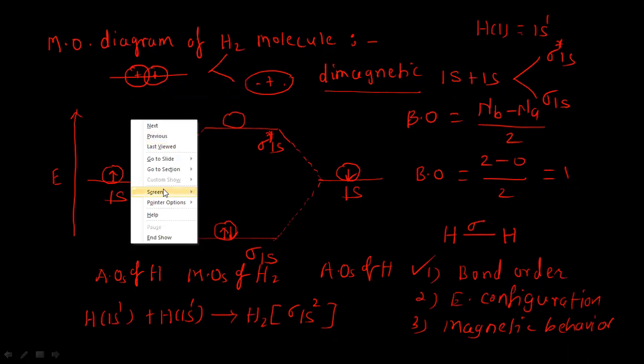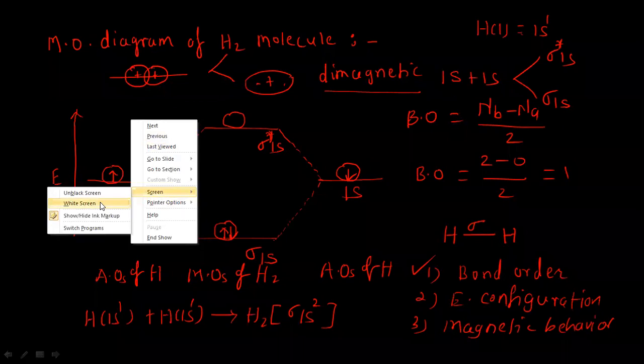Now let us draw the MO diagram of another molecule. Take another molecule after hydrogen, that is the helium molecule. Second molecule: now I would like to draw the MO diagram of the helium molecule. So you have to just watch here, because now I am recording the video. MO diagram of the helium molecule. Okay.